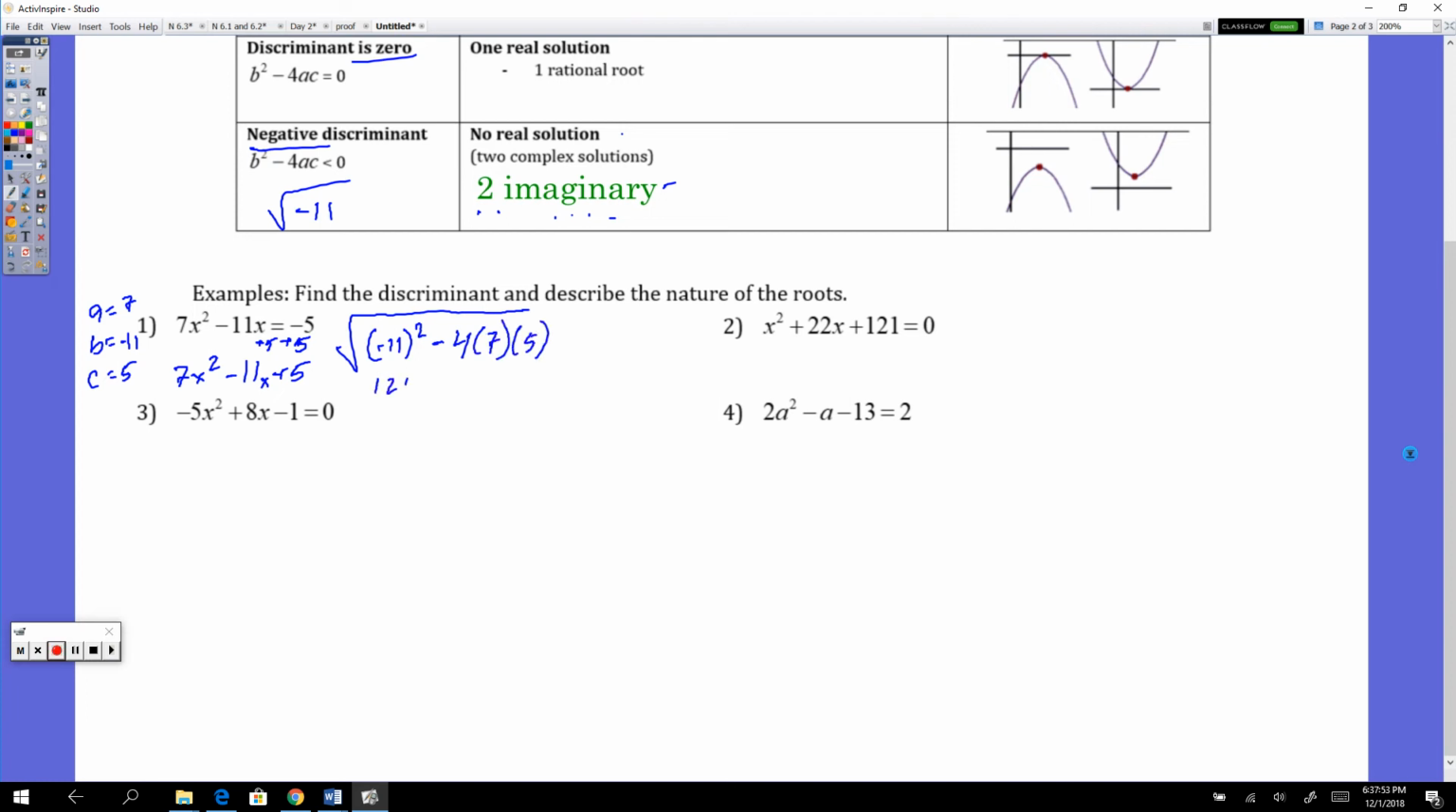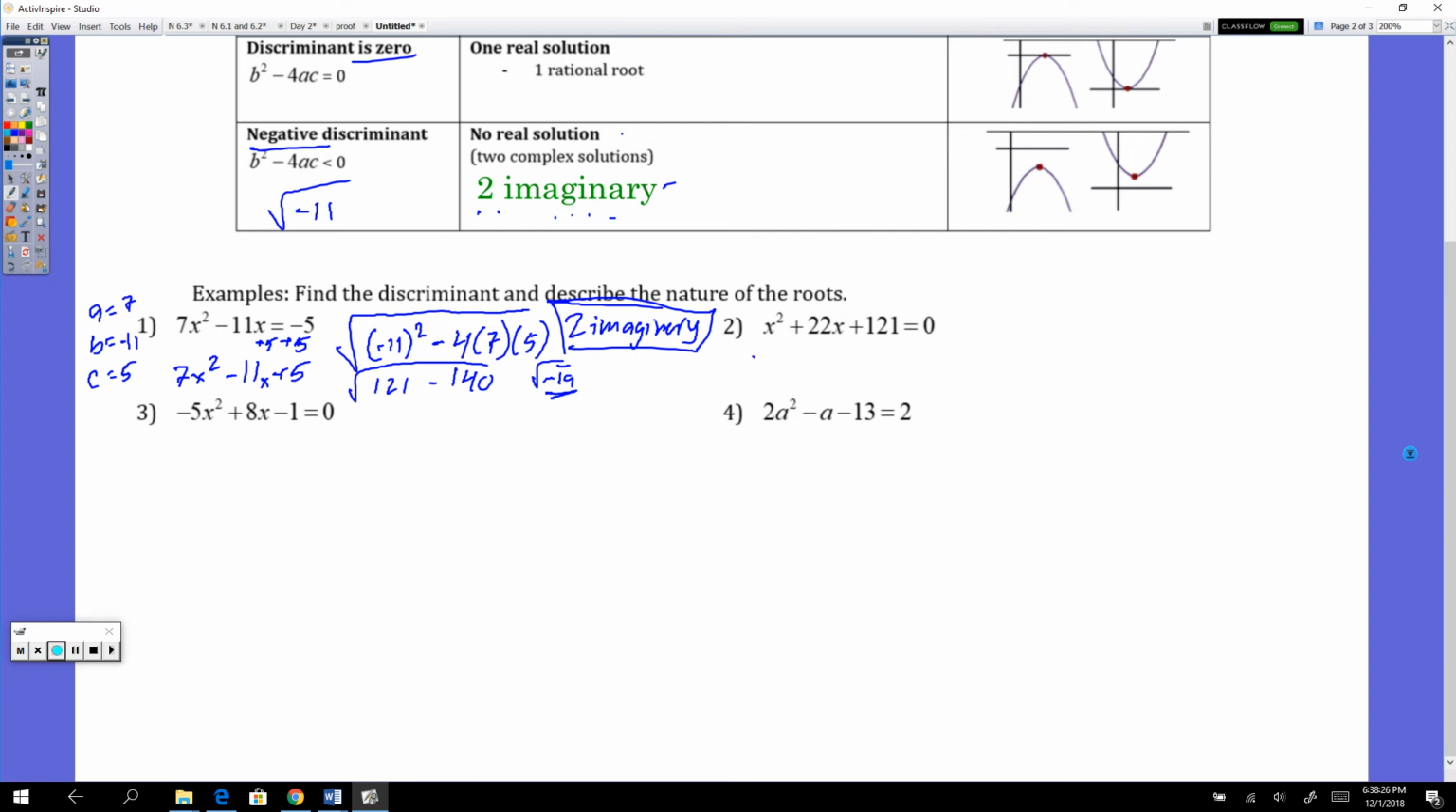So that's going to give me 121 minus, let's see, that ends up being 140. So when I do that, that's going to be the square root of -19. Again, you don't have to solve anything here, you just have to go, oh, my discriminant is negative, therefore this is going to give me two imaginary solutions. So that's describing the nature of the roots. That's all you've got to do for those. You don't have to solve anything.